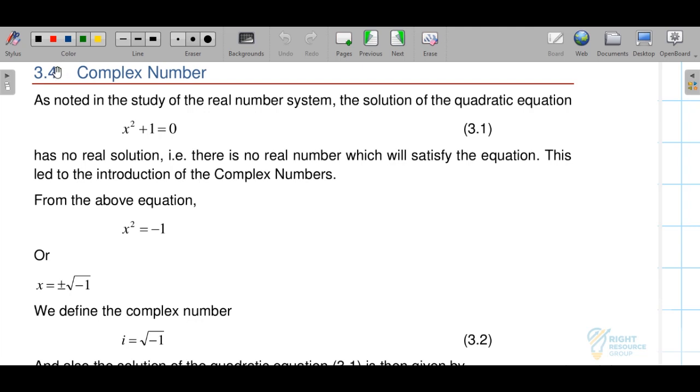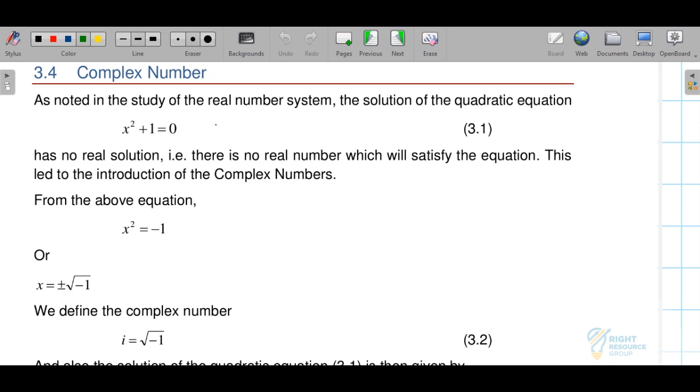So in this video we are going to be considering complex numbers, and it's very important. Complex numbers play a key role in the field of mathematics, and not just in mathematics, but in engineering and computer science and several other relevant fields. Right, so the concept of complex numbers is very simple.